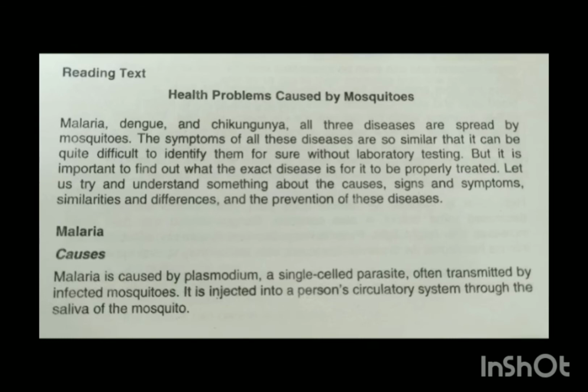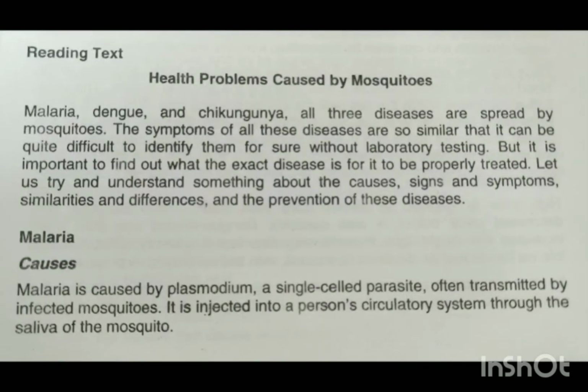Whenever any person gets malaria, dengue or chikungunya, the symptoms are very similar or almost the same, and it is very difficult to identify without laboratory testing. Students, let's try and understand what are the causes of these 3 diseases, signs and symptoms, similarities, what are the differences, and mainly what is the prevention of these diseases. Firstly, we are going to study about malaria.